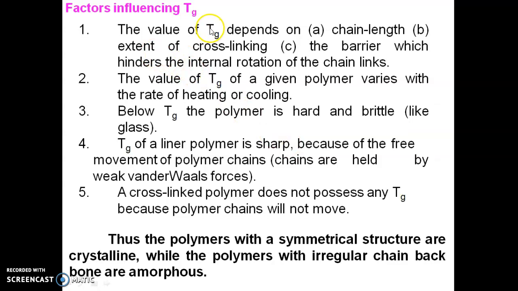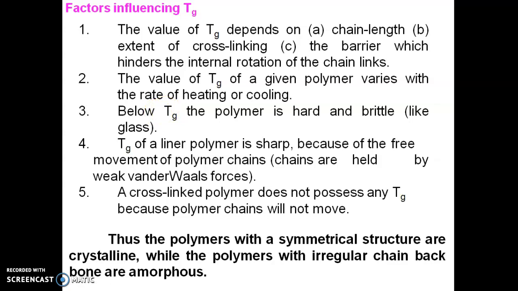Next, factors influencing glass transition temperature. The value of Tg depends on chain length, the extent of cross-linking, and the barriers which hinder the internal rotation of the chain links. The value of Tg of a given polymer varies with the rate of heating or cooling. Below Tg, the polymer is very hard and brittle like a glass.